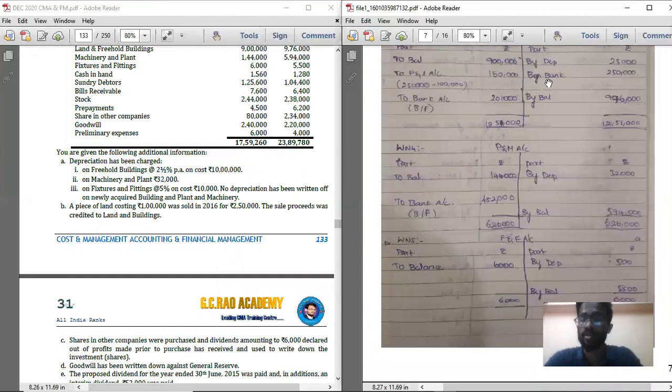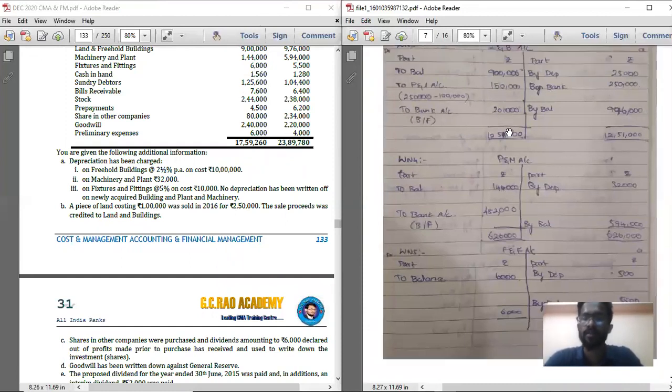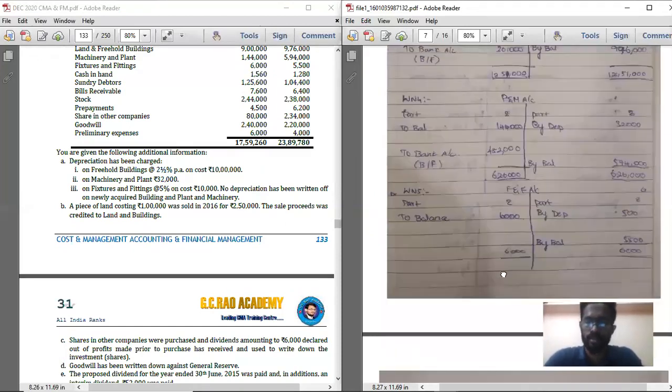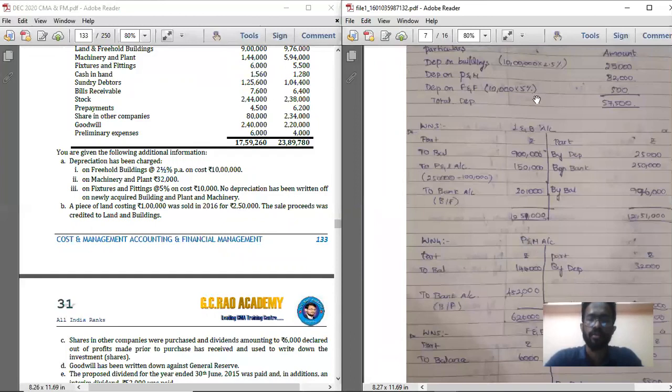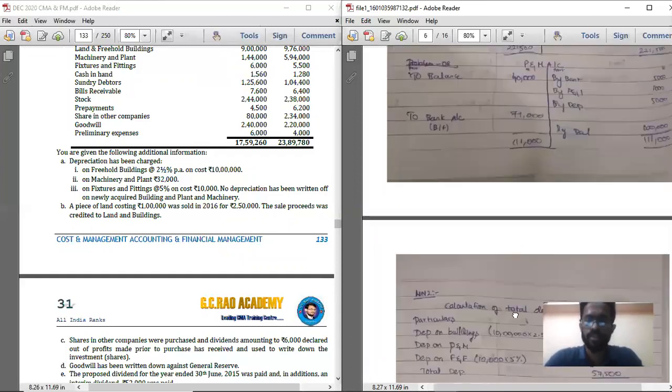So what are all the different sources of funds and applications of funds? Just take them to the fund flow statement. By bank, so cash is coming in, take it to the source of funds. To bank, cash is going out, so take the purchase of land and building to the application of funds. To bank, so purchase of plant and machinery, take it to the application of funds. So with that, we have completed three accounts. Next, we should calculate the last one.